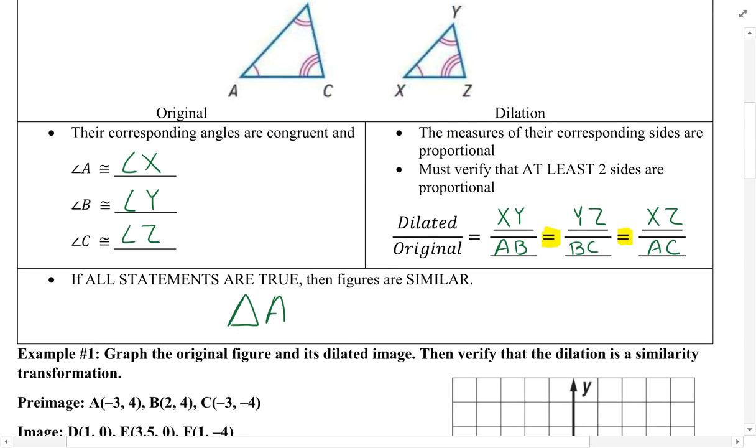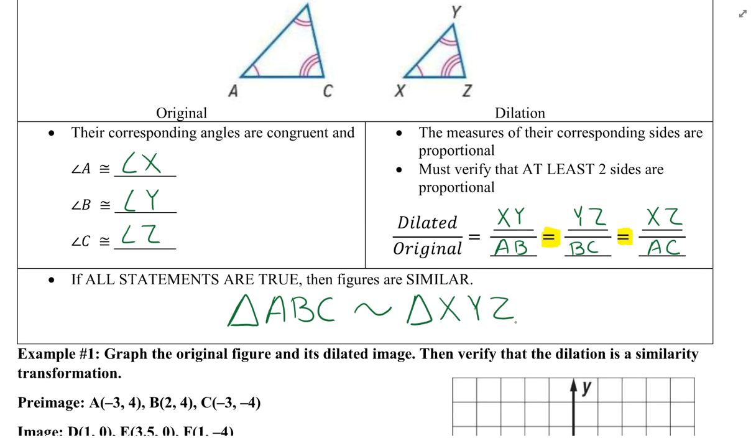If I say that triangle ABC, and we would use the similar symbol, it's going to be similar to, I need to be sure that as I name the second triangle, I use the corresponding parts of the triangle in the correct spot. Since angle A is congruent to angle X, I'm going to start my triangle with the letter X. B is congruent to angle Y, and then C is congruent to angle Z. So then I know that I've named my similar triangle appropriately.